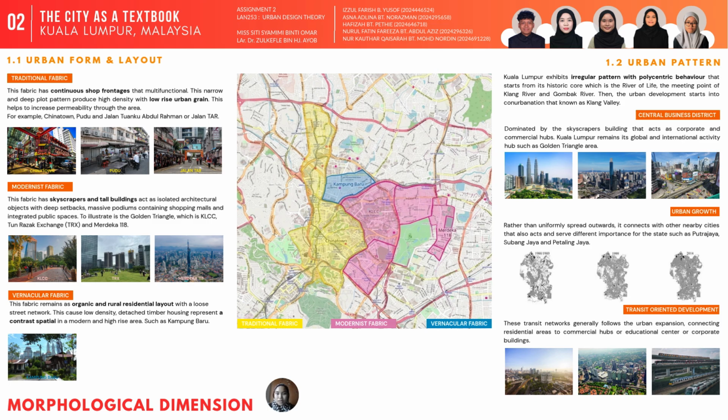So the next one is the urban pattern for Kuala Lumpur. Kuala Lumpur exhibits a regular pattern with polycentric behavior that starts from its historical River of Life, which is the meeting point of the Klang River and Gombak River. Then the urban development extends into the conurbation known as Klang Valley.